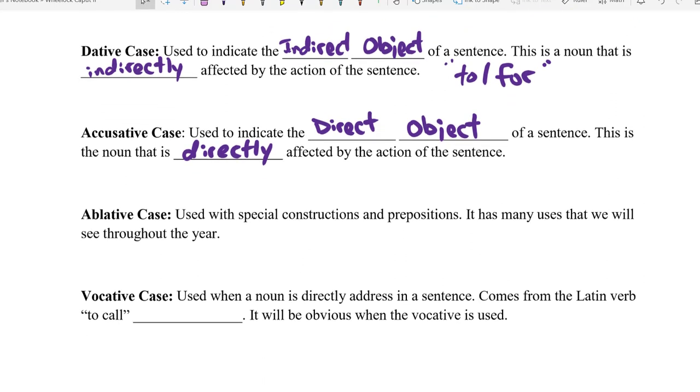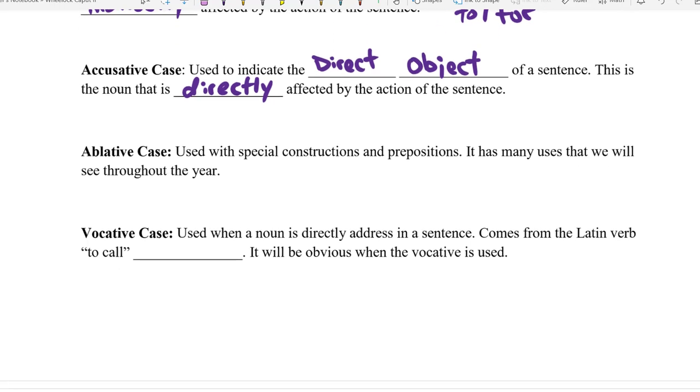We have the ablative case. It's used with special constructions and with prepositions. These other cases can be used with different things, like the accusative case is also going to be used with prepositions, or the dative case could be too. But ablative is really just used for those things. It's kind of a catch-all for everything else. There's a lot of uses for it.